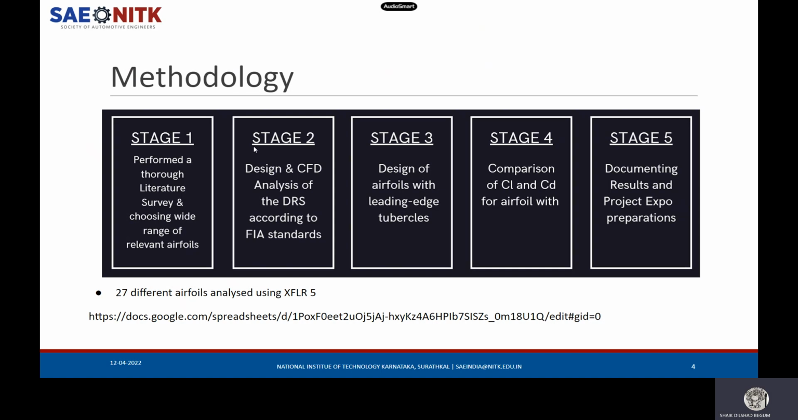The second phase involves design of the airfoil with leading edge tubercles. This leading edge tubercles model was analyzed in ANSYS and four values were computed, which are coefficient of lift, coefficient of drag, downforce, and the drag force. The values computed for the leading edge tubercles model are compared with the baseline model, which is followed by documenting the results and the project Expo preparation. You can view the XFLR5 analysis documentation here.